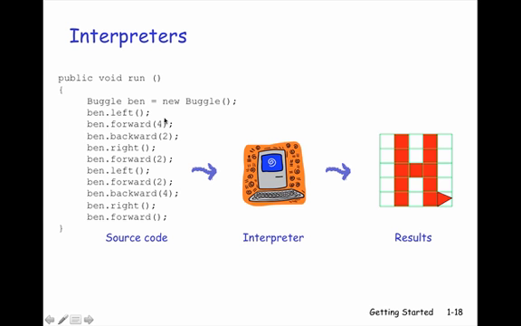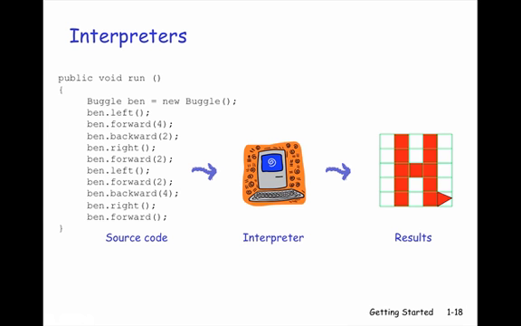So an interpreter is something that can take a program like this Java program here, and it can directly run each of the statements that's in that program. So when we see Buggle Ben is a new Buggle, the interpreter says, aha, I want to create a new Buggle. And when we say Ben.left, it says, aha, I want to take that Buggle I just created named Ben and turn Ben so that he turns to the left, and so on. And so that's how an interpreter works. An interpreter takes each statement one at a time and does what's suggested by those statements.